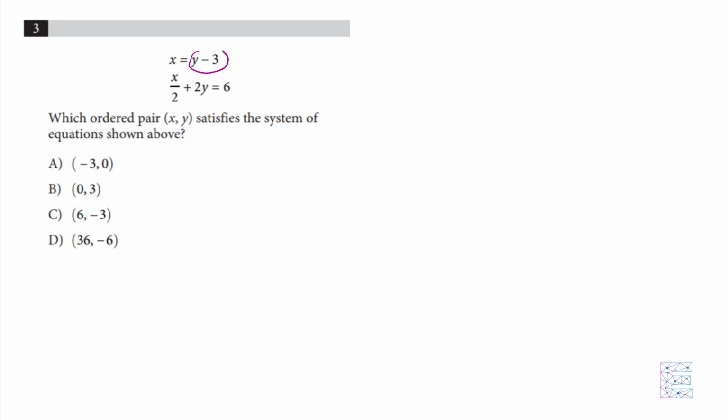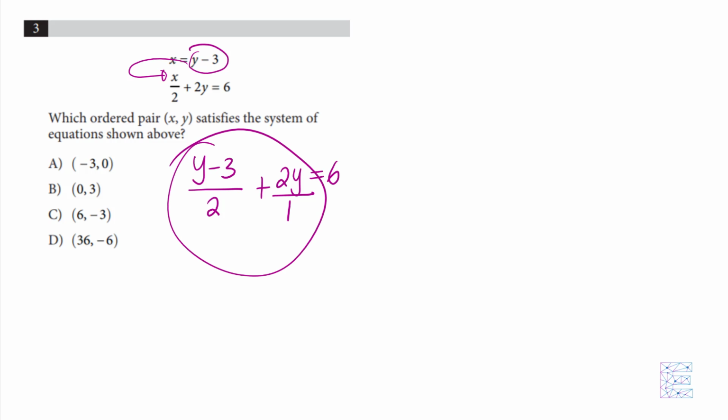All we need to do is take this y minus 3 and plug it into this x. So it'll be (y minus 3), because that's the given value of x, over 2, plus 2y equals 6. And we want to solve for x and y, so we start off by figuring out y. Now, why don't we give this 2y a denominator of 1? Because now we have two fractions being added. And remember, when you're adding fractions, you have to have a common denominator.